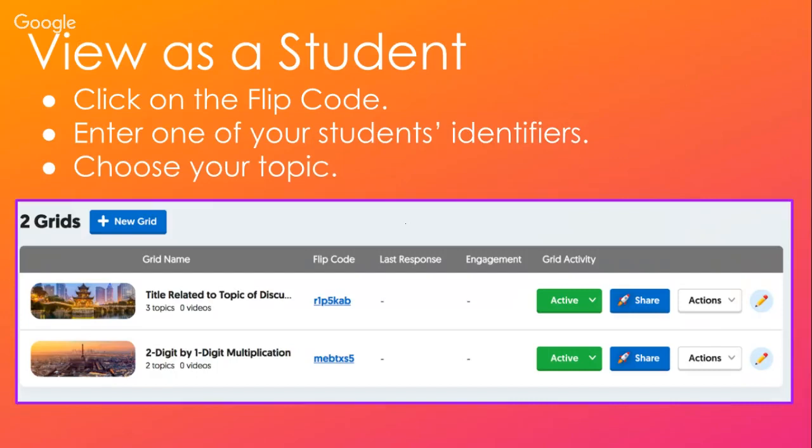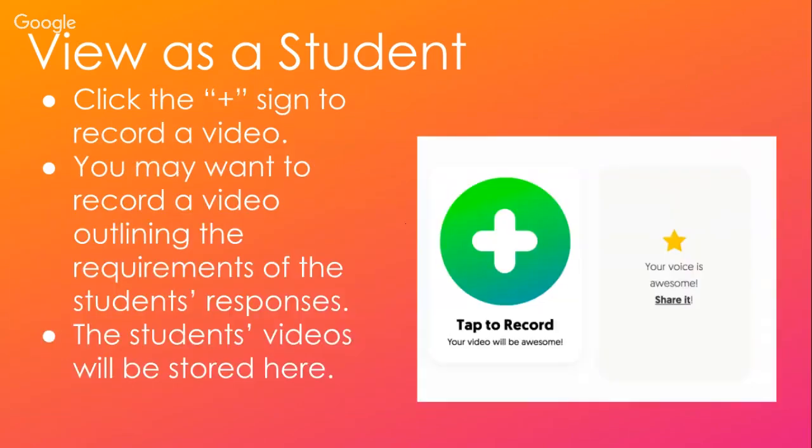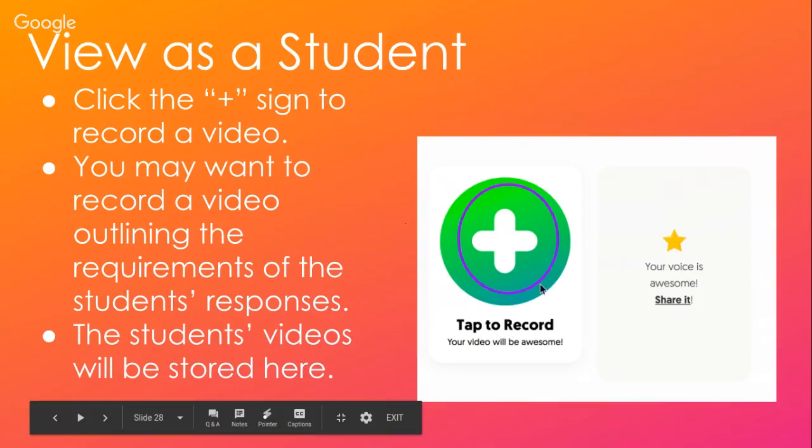To view as a student, we are going to click on the flip code whenever you go back to that main page, and then you'll enter one of your students' identifiers. That's why I like to keep mine kind of easy, and I typically always just use that 01, and then you're going to choose the topic. And then whenever you view as a student, you're going to click the plus sign to tap and record. And then, like I said earlier, you may want to record a video outlining the requirements of the students' responses. And then all of the students' responses will be stored there.